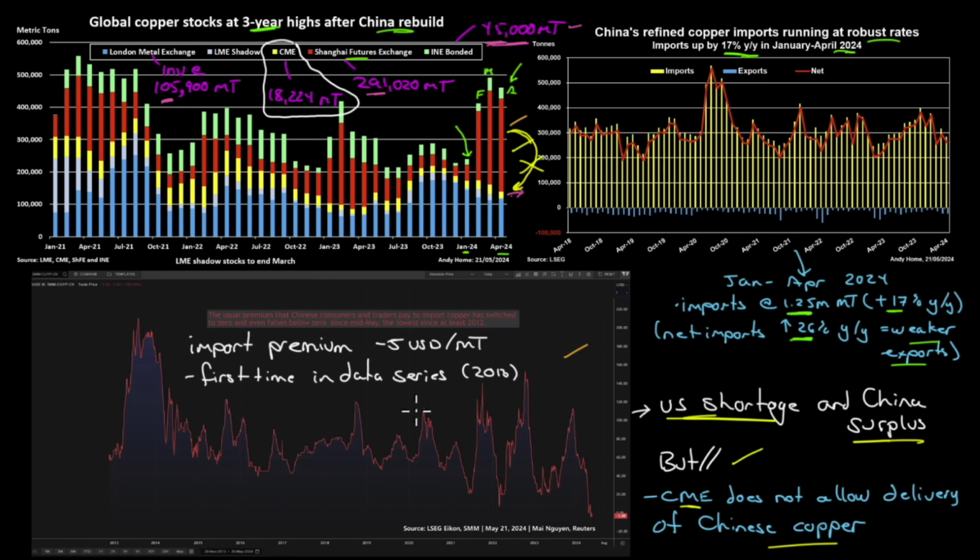Look at this bottom chart over here. The import premium is now negative $5 per metric ton. In other words, to send your copper to China, you'll get less than the market price because the premium is now negative. By the way, that is the first time in the data series that it has turned negative, and that has happened in just the past week or so. There was a premium to delivering to China prior to that, and we can see that premium certainly was taken advantage of in the speed at which copper stocks were built up. And now it's negative, which allows copper that was flowing to China to now be directed to the U.S.